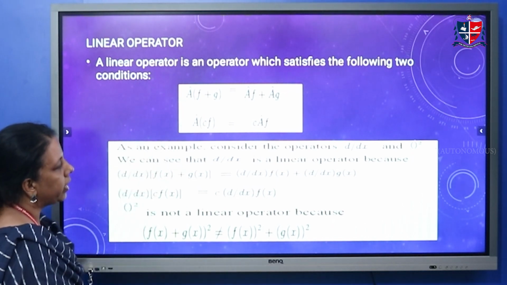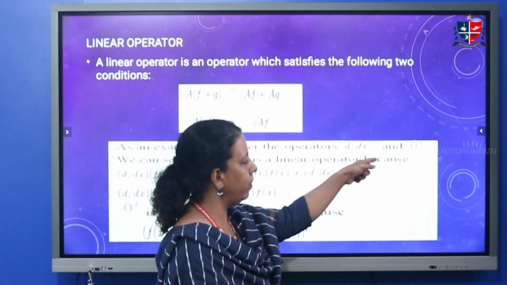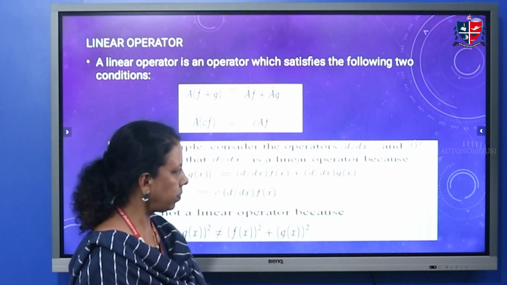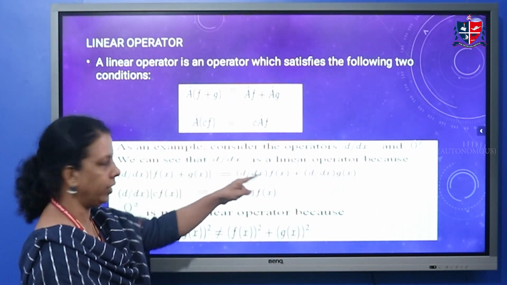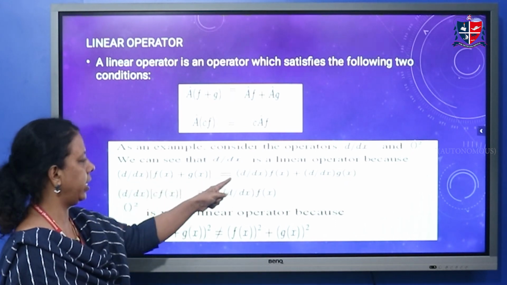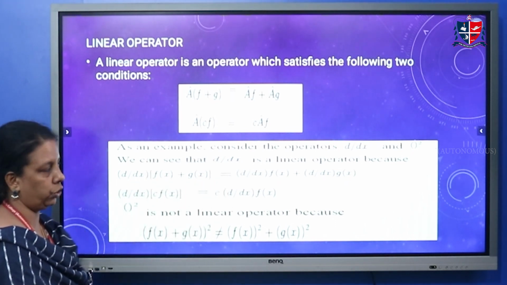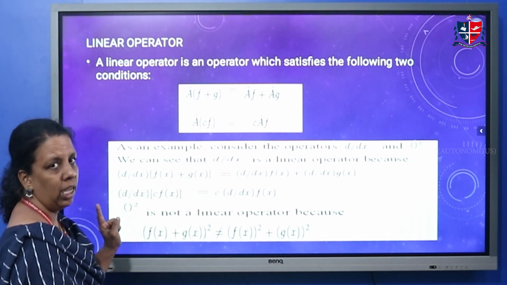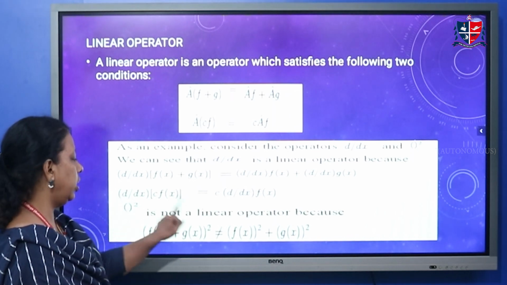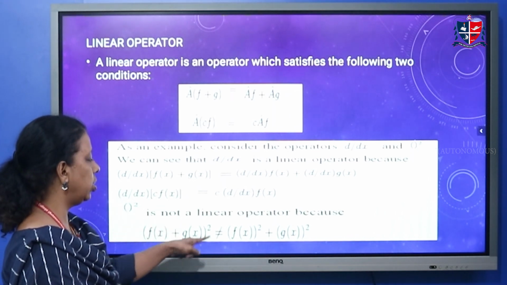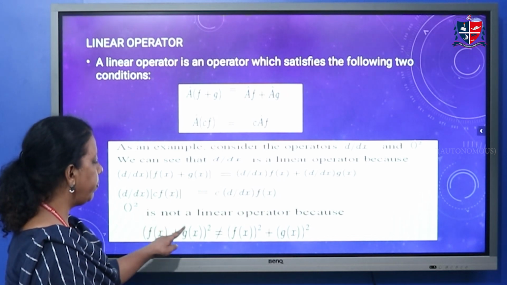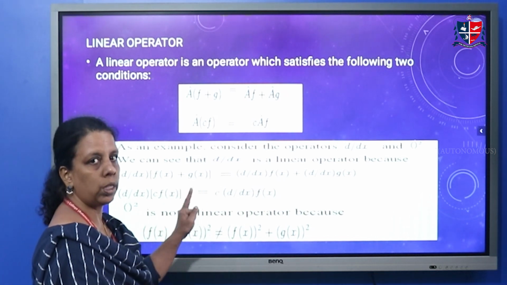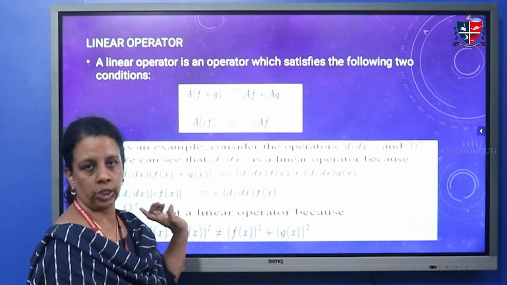For example, we consider two operators, d by dx and square. d by dx is a linear operator because it satisfies these two conditions. But square is not a linear operator because this condition is not satisfied by square. That is, the square of the sum of two functions is not equal to the sum of the squares of these two functions.